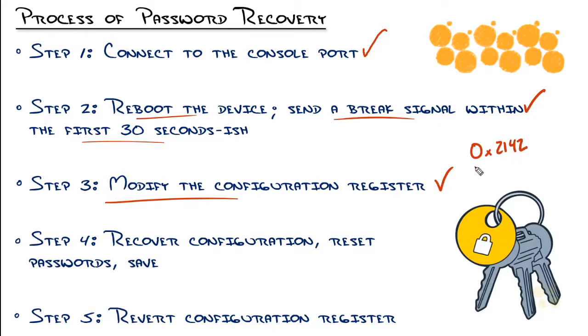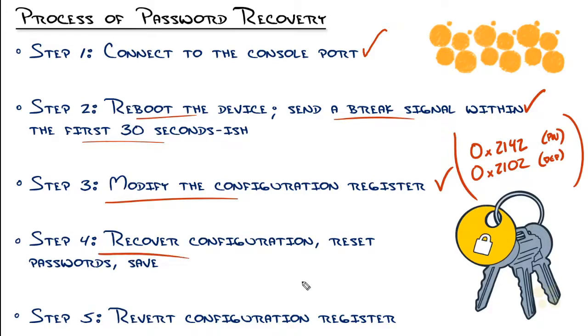42. The default is 0x2102. This is default. The top one is for password recovery. I'll just put PW right there. Make sure you stick that in your mind. That's pretty much the only thing you'll want to know off the top of your head about that configuration register.